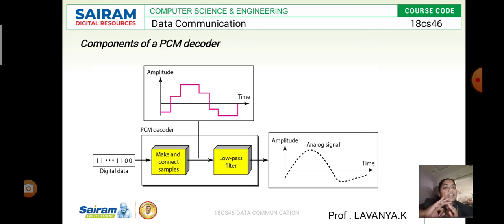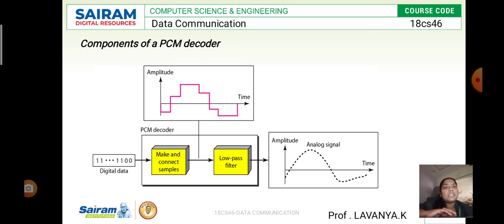The PCM decoder is used for the reverse engineering of the PCM encoder, meaning first they use decoding, after that quantizing, then they move on to the sampling. So this is the actual logic that happens in the PCM method.